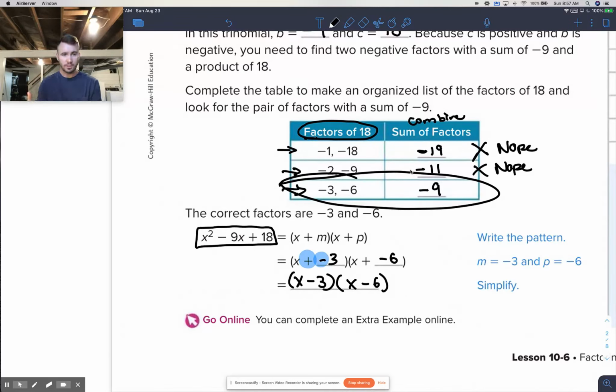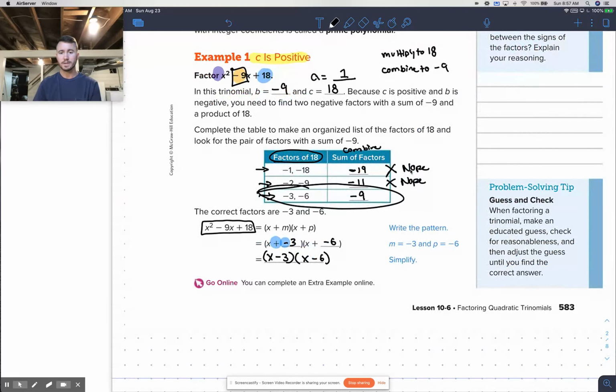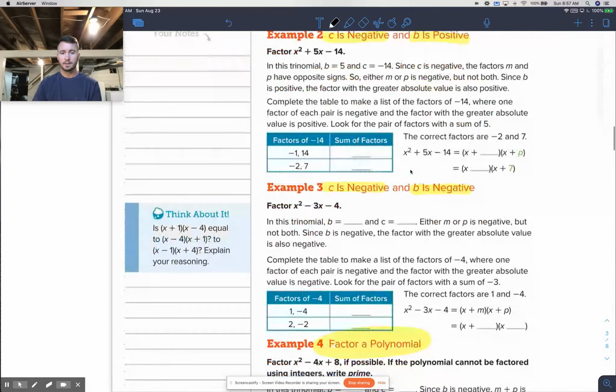You're looking for two numbers. We found them, the -3 and -6, the two magic numbers that when you multiply them, they give you the 18. When you add them, they give you the -9. So there you go. Now we're going to look at example 2.